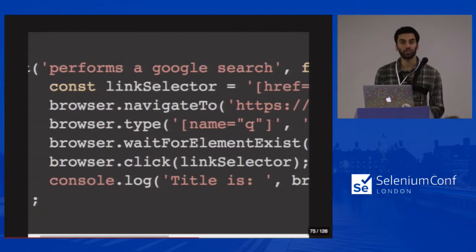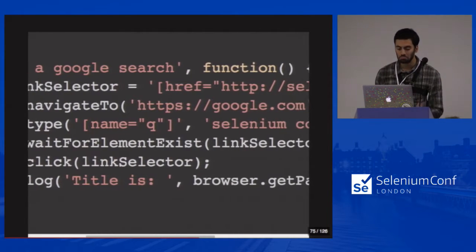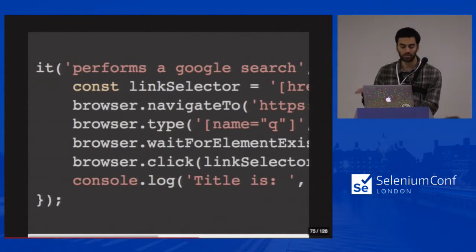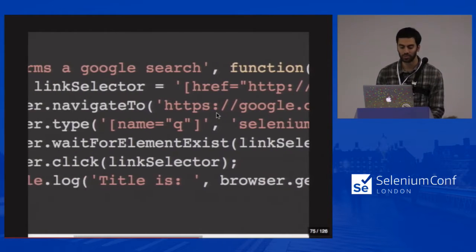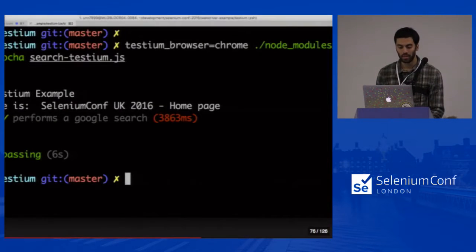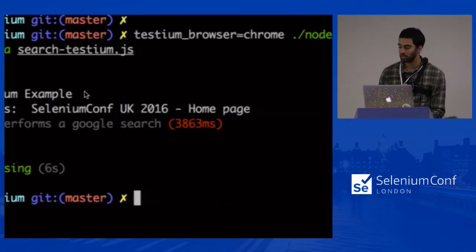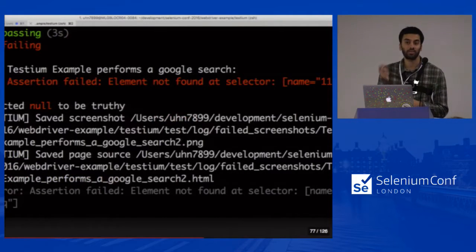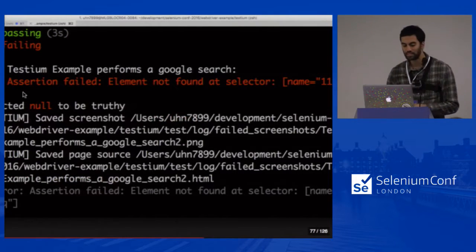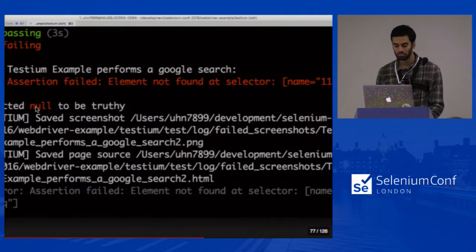So I did that same Google search example that we were having a look at. So yeah, browser.navigate to, browser.type, Selenium conf, and you pass the selector as well. And again, it works. It looks a little like this. Sorry again about the contrast. But if I throw an error, if I malform the selector, like I've done in this case, it tells me what went wrong. That's good.